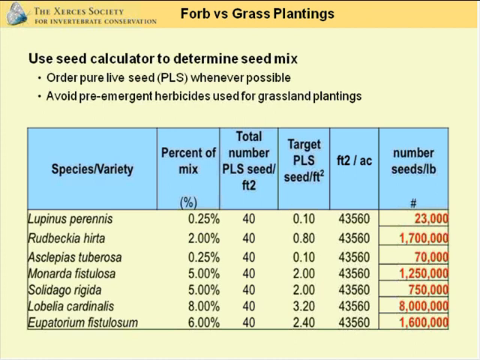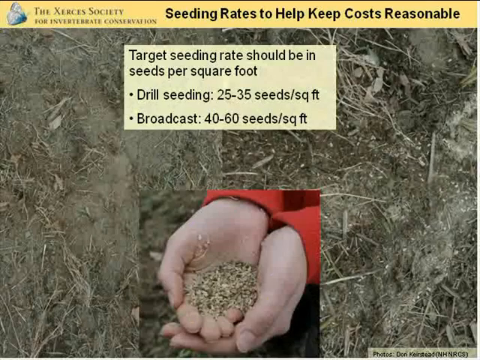But in general, on average, most of your seed is going to be about 90% pure, even if you don't get pure live seed. So you can still use these seed calculators. And when you're coming up with estimates for seeds per square foot, we recommend 25 to 35 if you're using a drill seeder, and 40 to 60 for broadcast seeding.